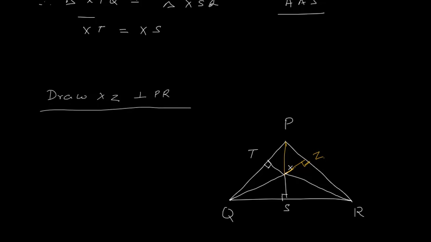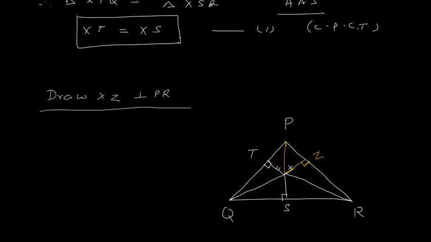Now what is the advantage of writing this? I will say this is equation 1, and this is because of CPCT. The advantage of writing this is that next I will prove that this XS and this XZ are also equal. And as these two are equal, finally we can say that this side and this side are equal. Therefore, I will take these triangles and prove them congruent. So my next step is to prove that triangle XSR and XZR are congruent.